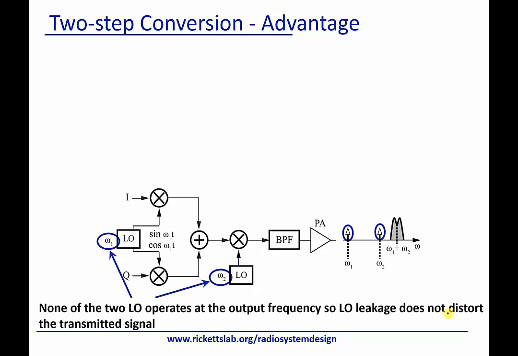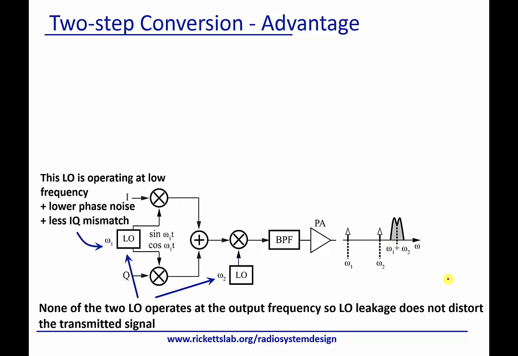So one of the benefits of this architecture, as you can see here on the bottom of the slide, is that neither of the LOs appears in the signal, right? So any carrier leakage is just going to pop up at the original omega 1 and omega 2, but doesn't show up at our signal. So that's the major benefit: we've eliminated any carrier feedthrough that might be a problem for us.